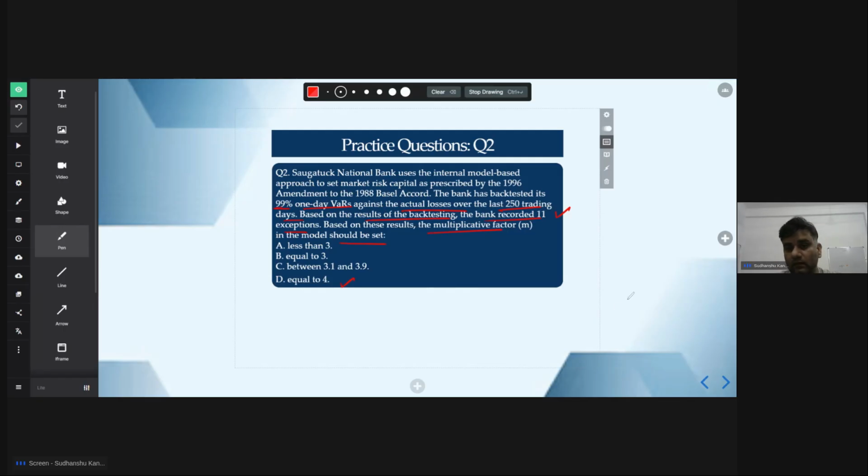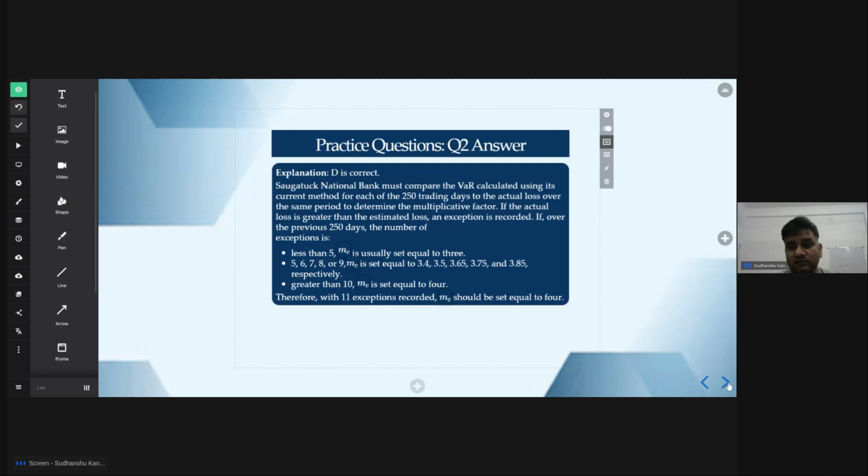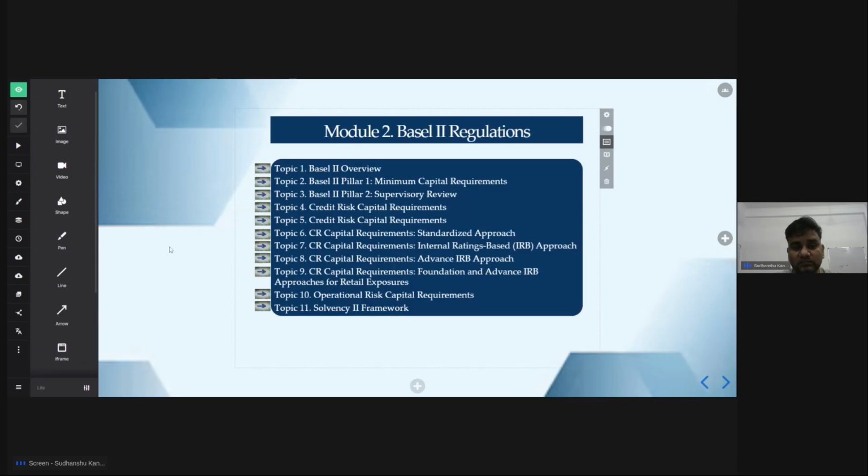Okay, all right. So this completes our module one, right? We have done this answer, so I'm not repeating. I've explained it already, right? So this completes our module one. Now we are getting into your module two, which is your Basel II regulations, right? We'll try to understand Basel II regulations.